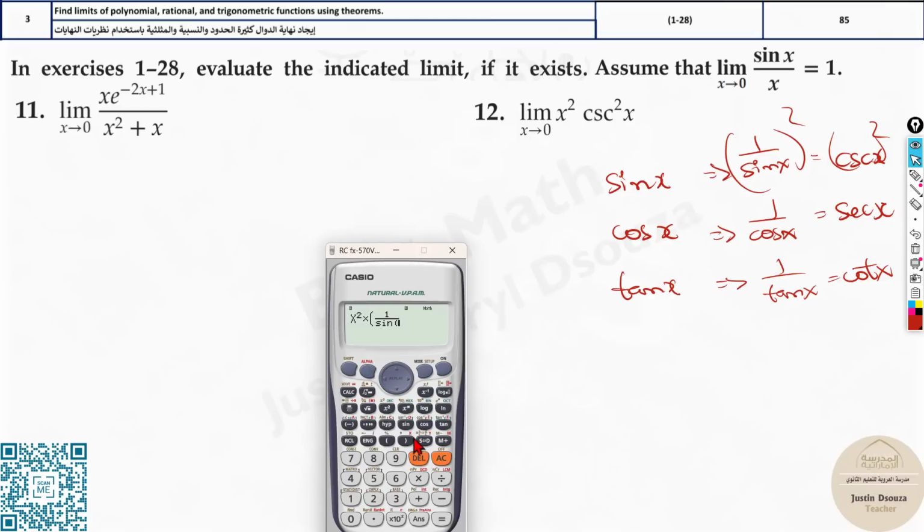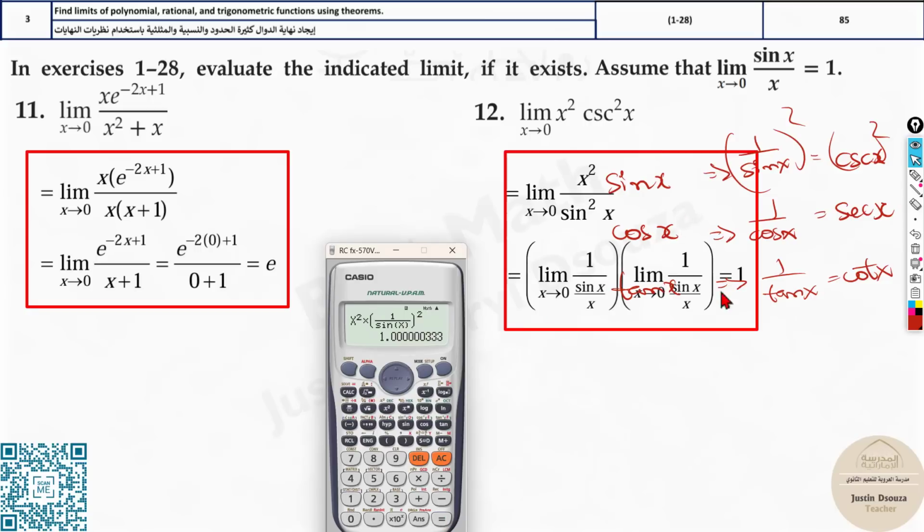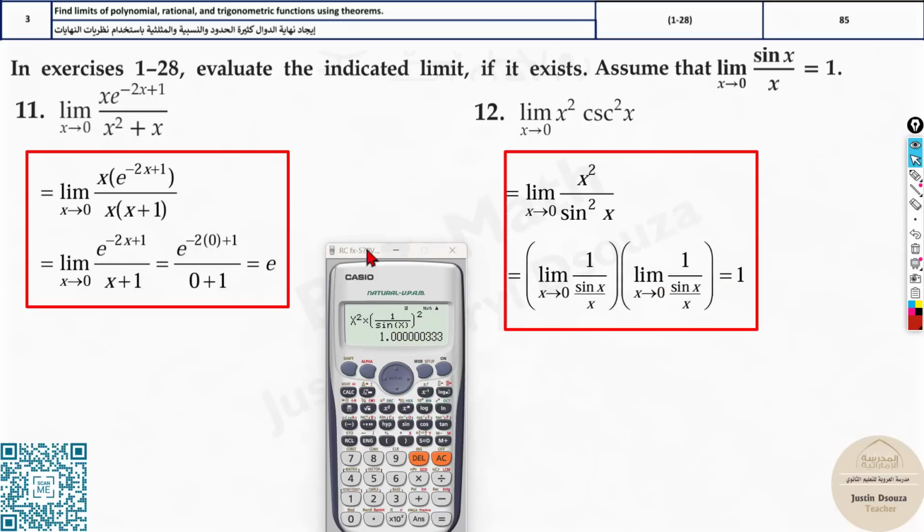Now it's x alpha and x, close the bracket, and over here also close the bracket and square it up. And now calculate it at 0.001. The answer is 1. Let me calculate it at negative 0.001. The answer is 1. So the answer over here would be 1.